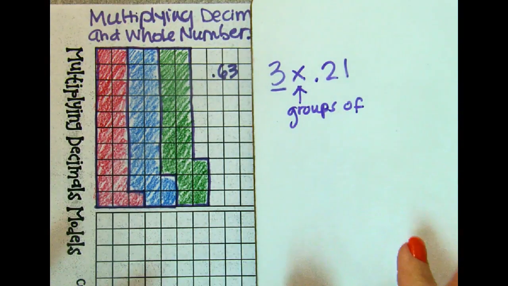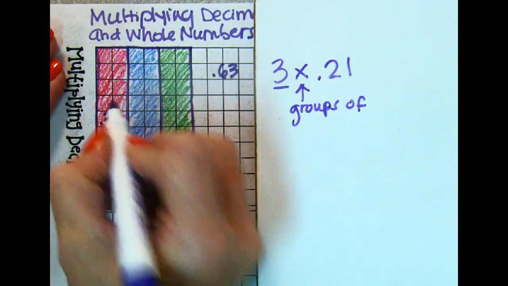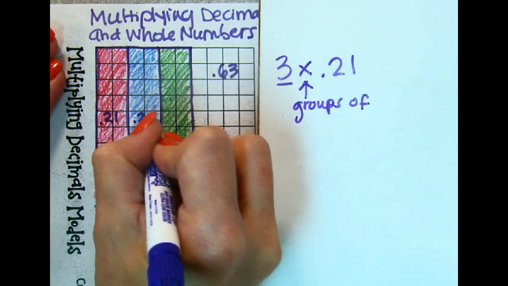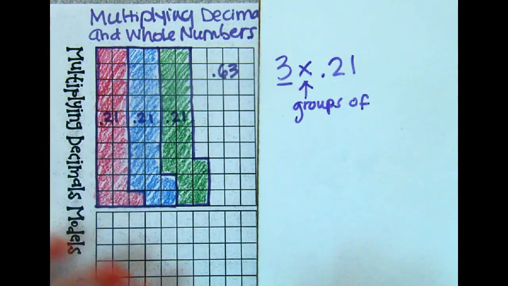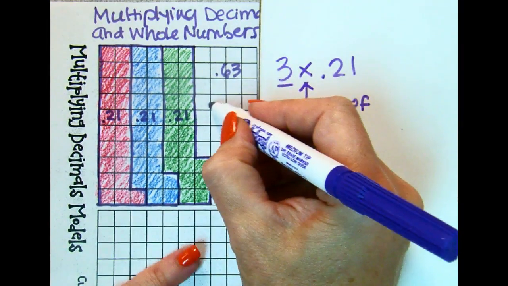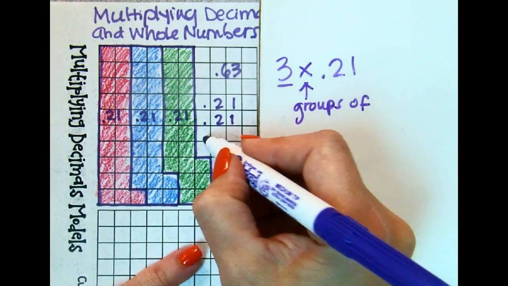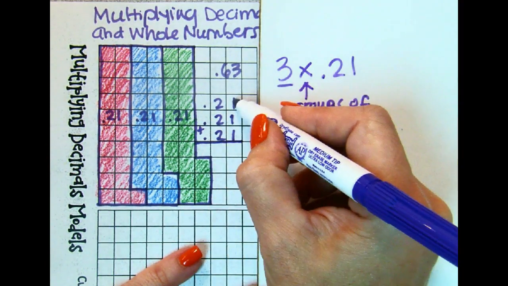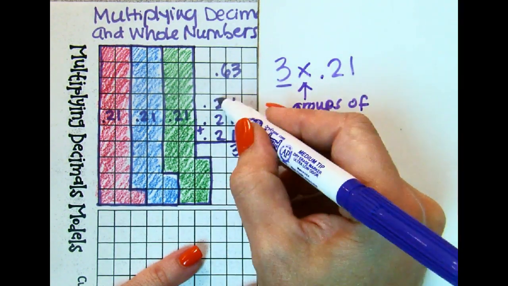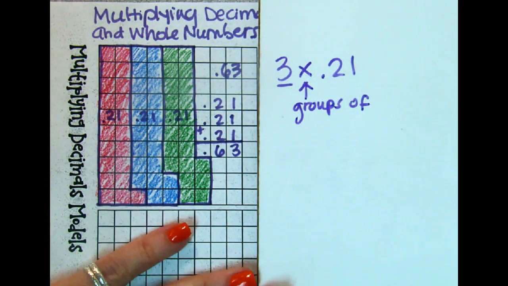Okay, we could use repeated addition to count this. We have 21 hundredths in this section. We have 21 hundredths in this section, and we have 21 hundredths in this section. So I could line them up and say, okay, 21 hundredths plus another 21 hundredths plus another 21 hundredths equals, let's see, 1, 2, 3, 2, 4, 6. Bring down your decimal, you'd have 63 hundredths like that, repeated addition.